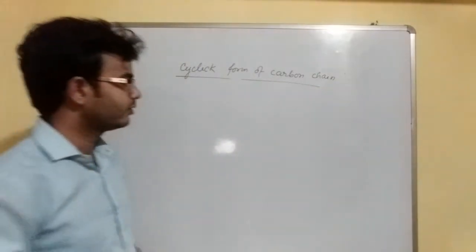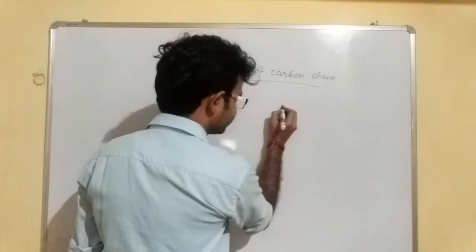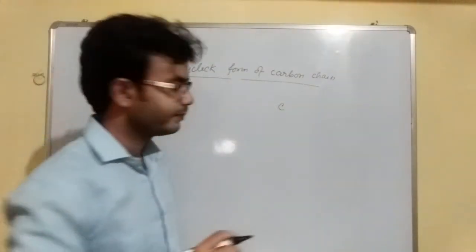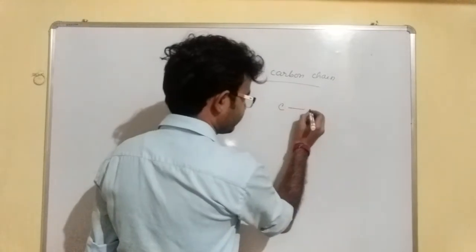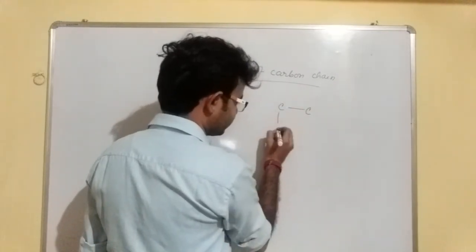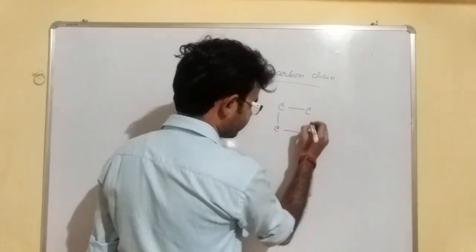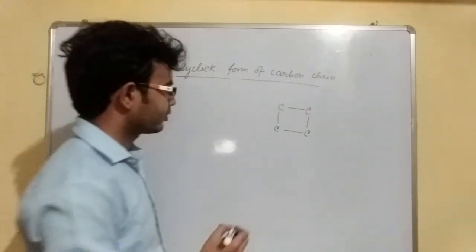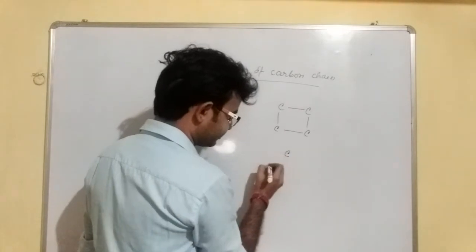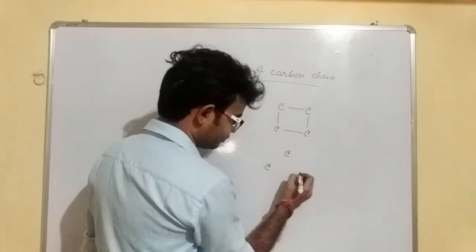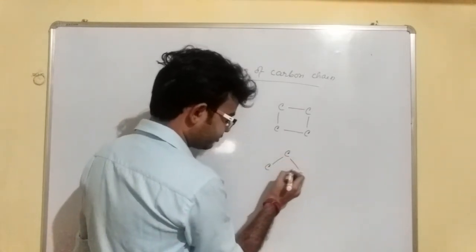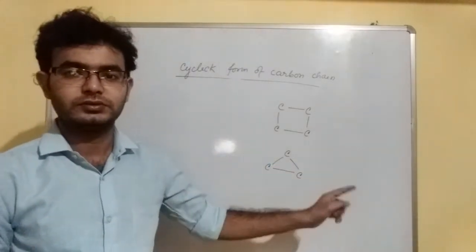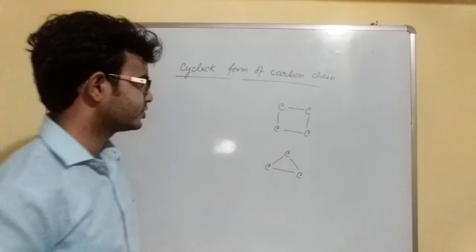Now the cyclic form is cyclic like this one. Suppose this one is a closed chain, right? So 1, 2, 3, 4. Suppose we are taking this one: 1, 2, 3. These three carbon atoms are connected in cyclic form to each other. This one is a closed chain.